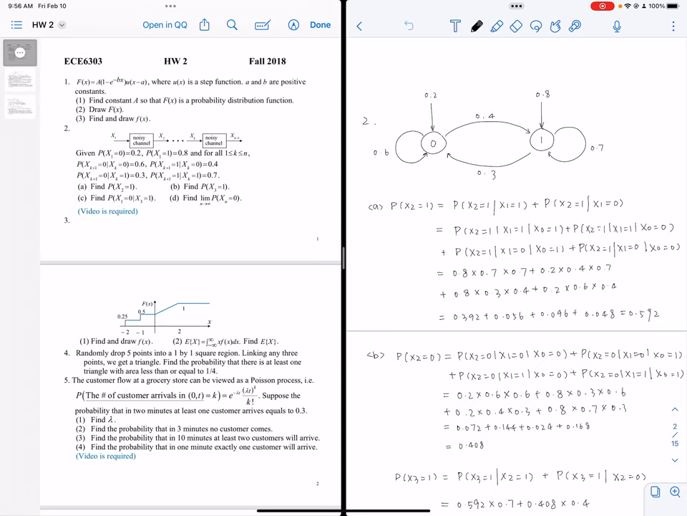Problem 2 is about sending a signal through a noisy channel, so that x1 becomes x2 after being transmitted through this channel, and xk becomes xk plus 1, and so on and so forth. We're given the first probabilities of the first status of the signal, which can be 0 or 1, and the probabilities corresponding to that are respectively 0.2 and 0.8.